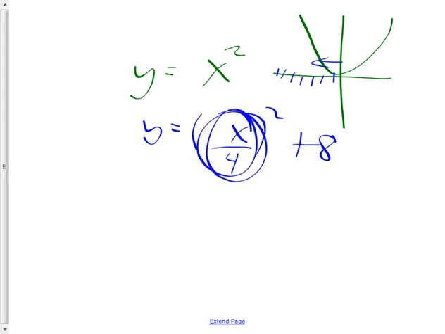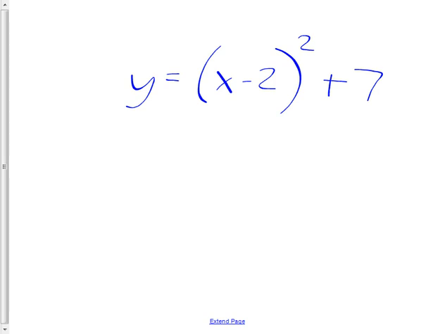So rapid fire, just tell me verbally, what would this one be? iPads shut, please. y equals (x minus 2) squared plus 7. What shape is it? Parabola. And it's been moved which way, right or left? Right how many? All right, and it's been moved up or down? Up how many? All right, good.